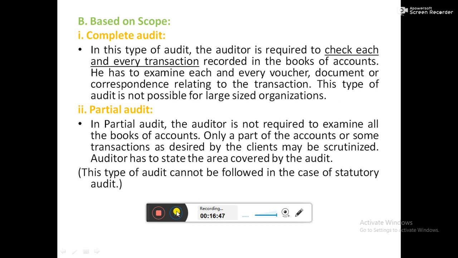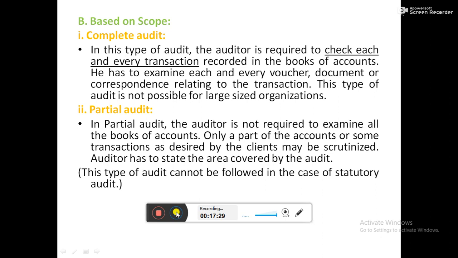The complete audit is one under which the auditor has to verify or examine in detail every voucher, document or all the correspondence relating to that particular transaction. So this kind of audit is not at all possible for large sized organizations, because there the volume of transactions will be more, the number of transactions will be more. So this complete audit cannot be undertaken in large scale business organizations.